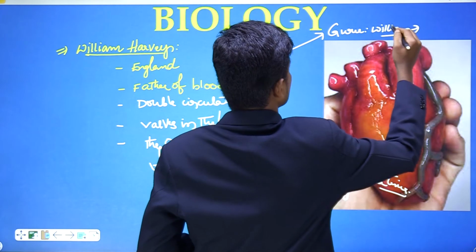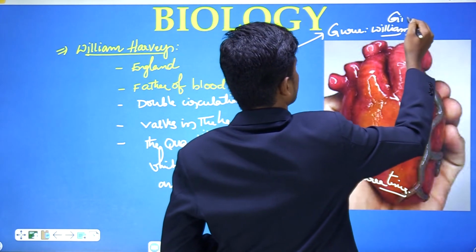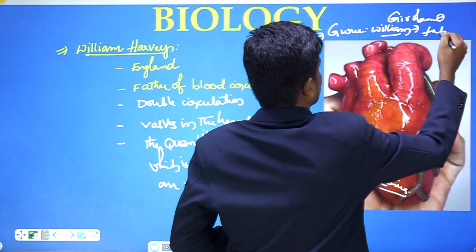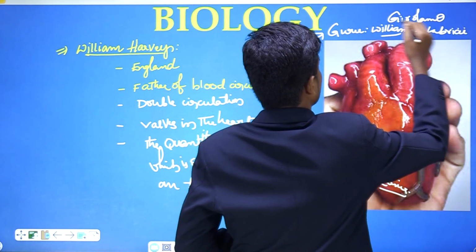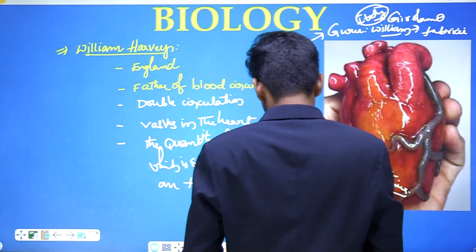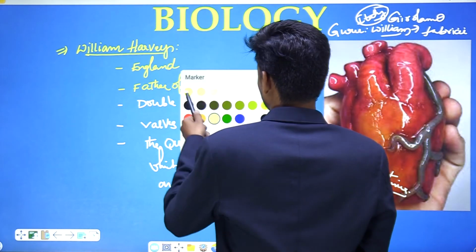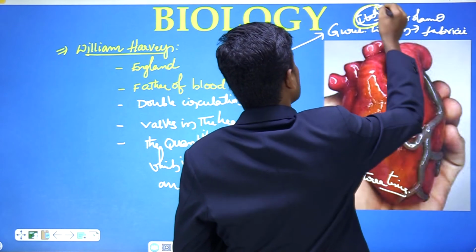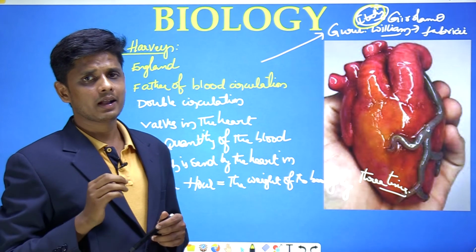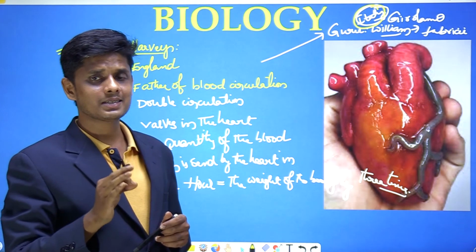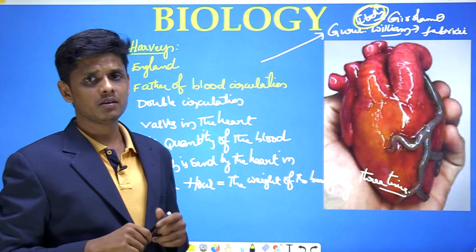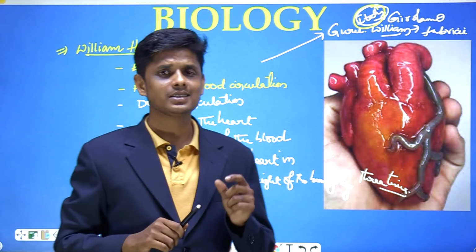And who is that guru? He is nothing but Girolamo Fabrici, and he belongs to a country named Italy. And Girolamo Fabrici, what was his discovery? Girolamo Fabrici discovered the valves in the veins of the legs. What is that? Valves in the veins of the legs.